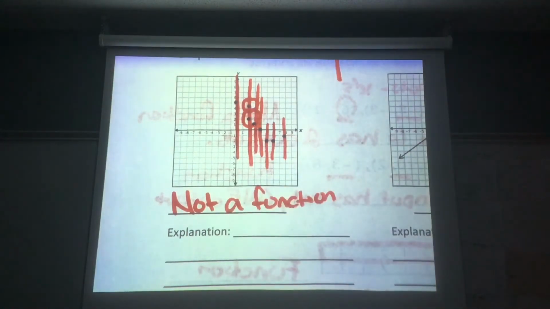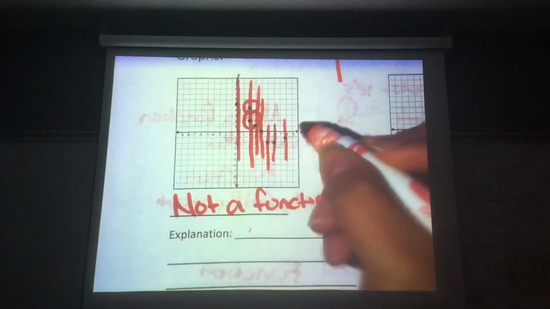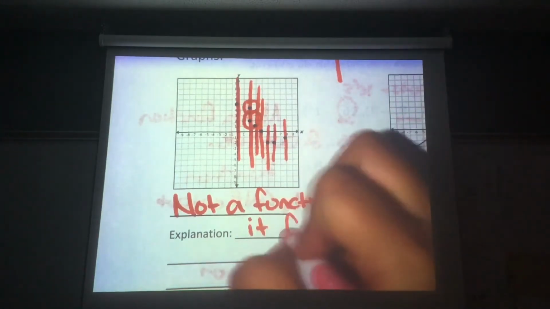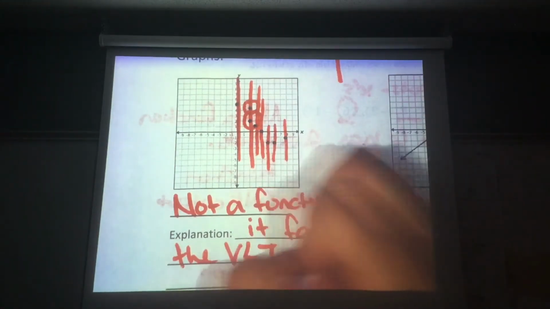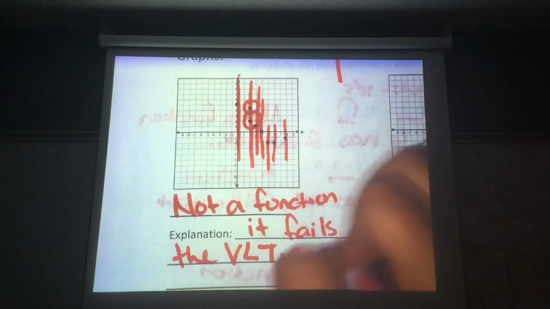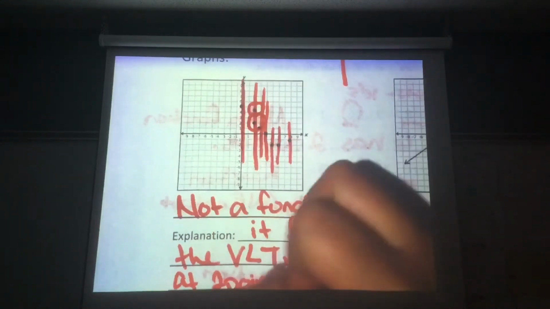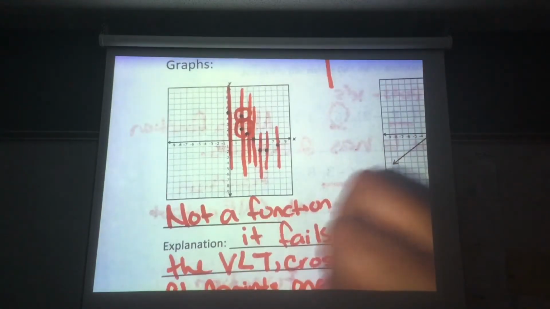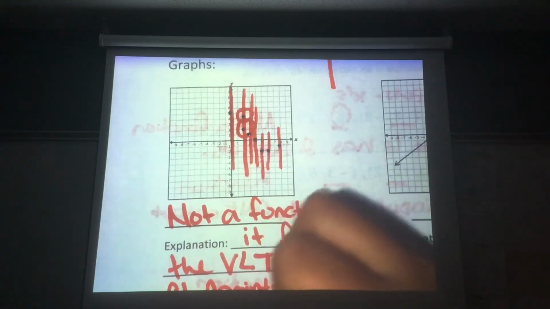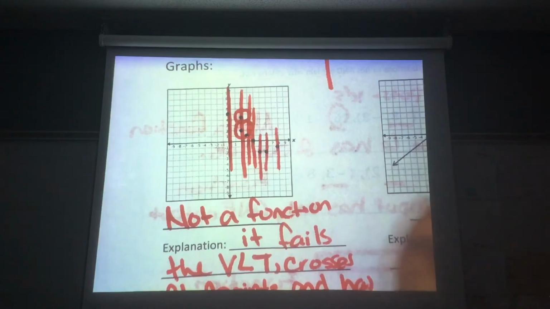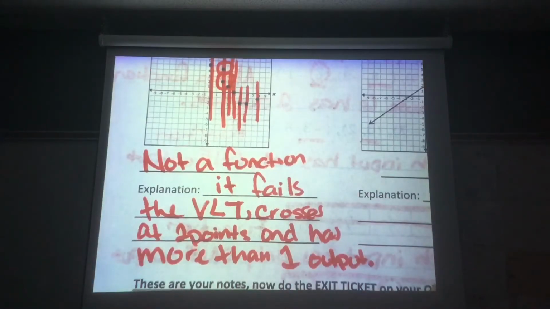Okay? And since it's not a function, my explanation would be that it fails the vertical line test. It crosses at 2 points and has more than one output. So the fact that it crosses at more than 1 point tells me that it has more than one output.